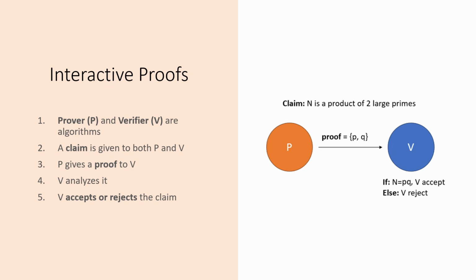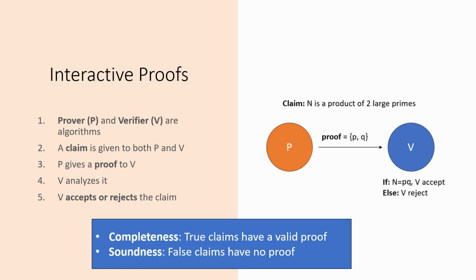There are 2 important properties for proof systems, which are completeness and soundness. These properties help ensure the security and effectiveness of proof systems. The first property is completeness, which is that true claims have a proof. This means that if a claim is true, then an honest prover will be able to convince the verifier to accept. The second property is soundness, which is that false claims have no proof.